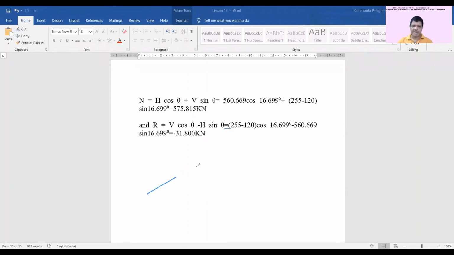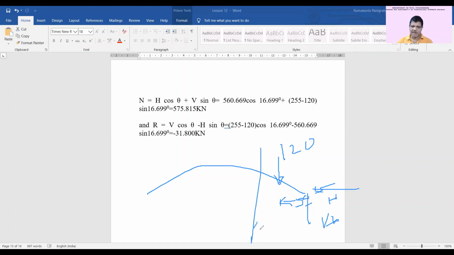So this is the parabolic arch, and you have here your VB, you have your H, and here we have the load of 120 kilonewton at a distance of 5 meters. So you are required to find out the radial shear at 10 meters. Now the horizontal thrust remains the same, 560.69, but this V is the shear. So what is the shear force at a distance of 10 meters?